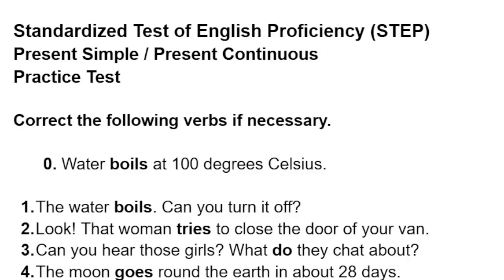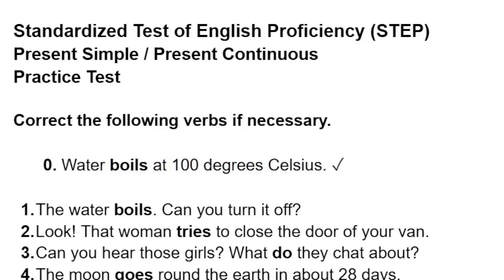Standardized Test of English Proficiency, step. Present simple, present continuous, practice test. Instructions: correct the following verbs if necessary. The example, water boils at 100 degrees Celsius. The sentence here is correct.